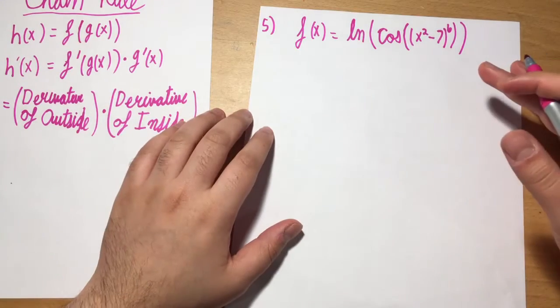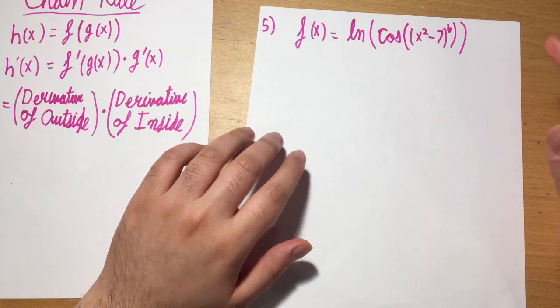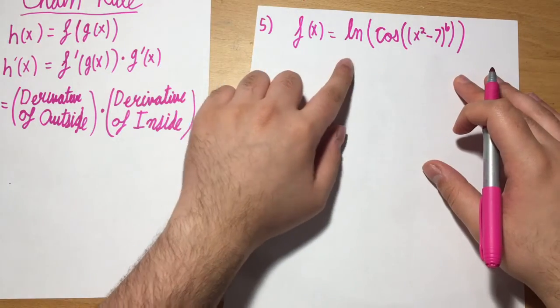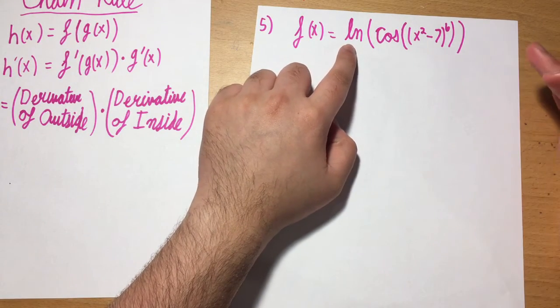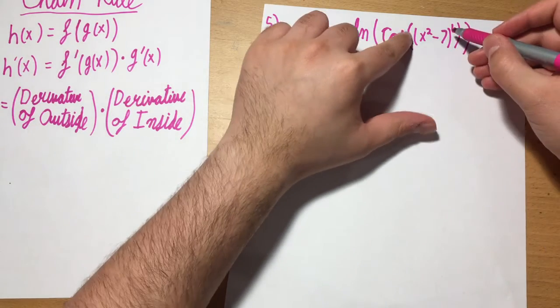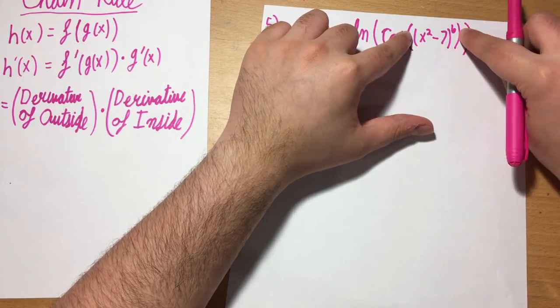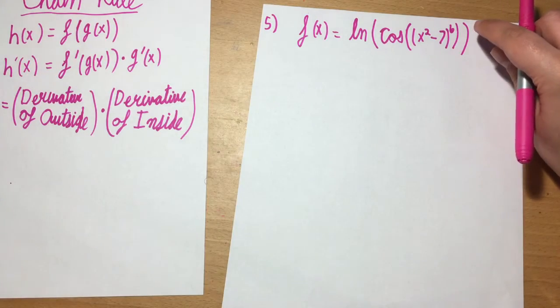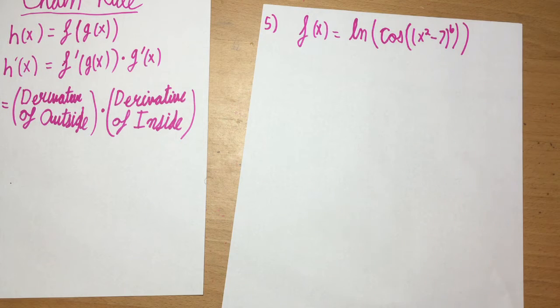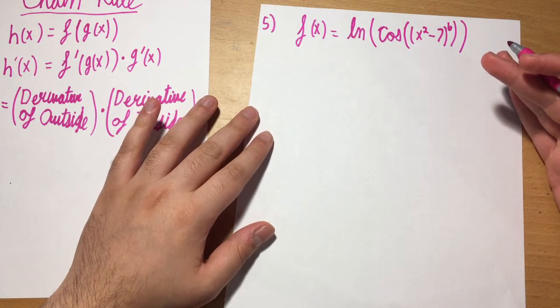So here we have a slightly messier, more difficult chain rule problem. Our function here is f of x equals ln, natural logarithm, of cosine of (x squared minus 7) in parentheses raised to the 6th power. Right? And this type of equation isn't necessarily rare. You could encounter this kind of thing plenty of times, right?